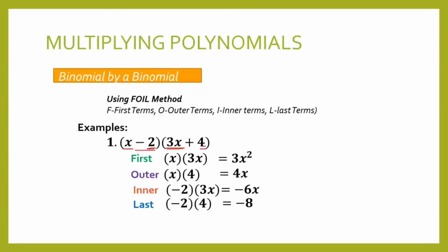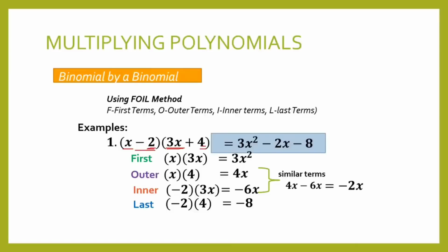Now observe if there are similar terms that we can combine. From this example, we have 4x and negative 6x. They are similar terms, so we add. So we are adding 4x plus negative 6x, or 4x minus 6x, and the result is negative 2x. Means that the simplified form of this is negative 2x. So we combine the results and we have 3x squared minus 2x minus 8. That is the product of x minus 2 times the quantity 3x plus 4.